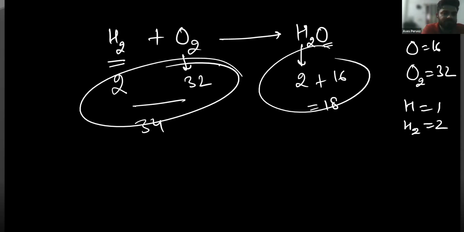Okay, got it? Yes, sir. According to Dalton's atomic theory postulate, the total number of atoms of each type must be equal. For example, N2 plus H2 gives you ammonia, NH3.